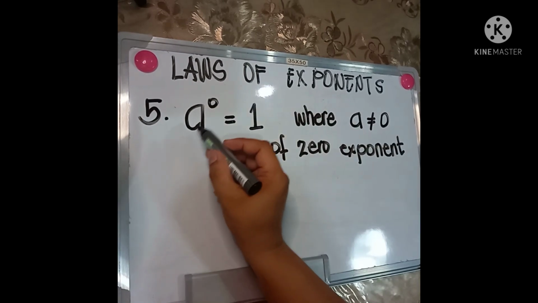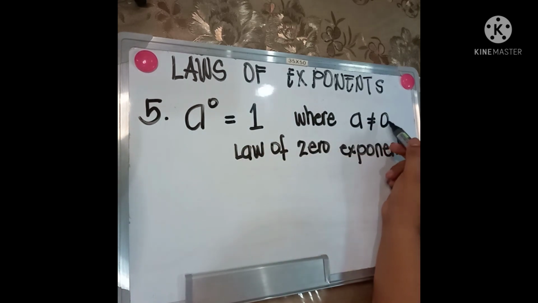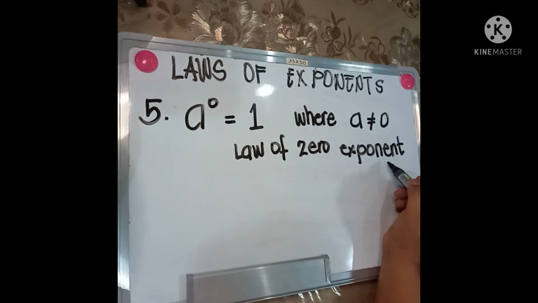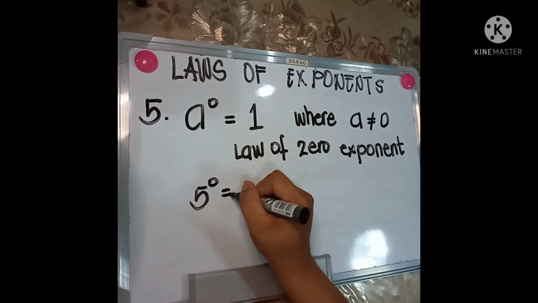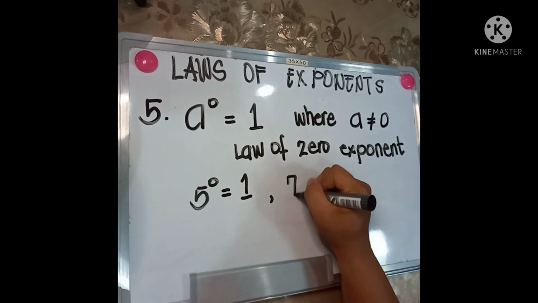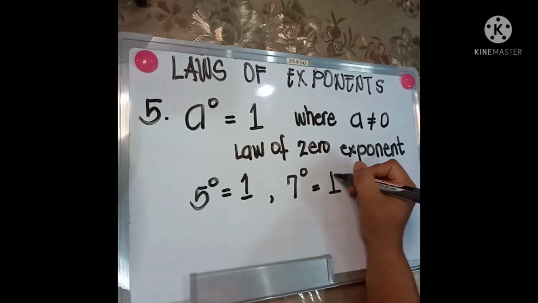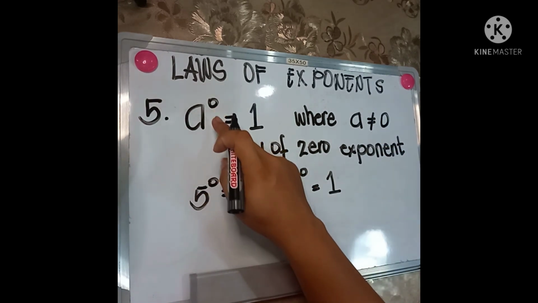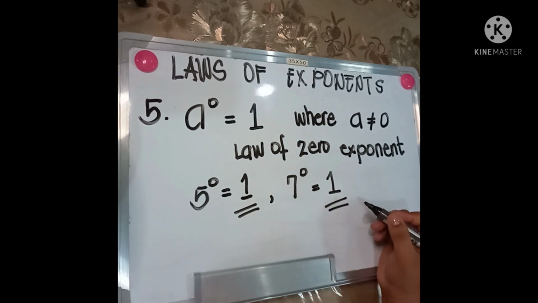And the fifth law states that a to the power of 0 equals 1, where a should not be equal to 0, meaning any non-zero base. That is the law of zero exponents. For example, 5 to the power of 0 is equal to 1, and 7 to the power of 0 will still result to 1. So again, any non-zero number raised to the power of 0 is equal to 1. That is the fifth law of exponent.